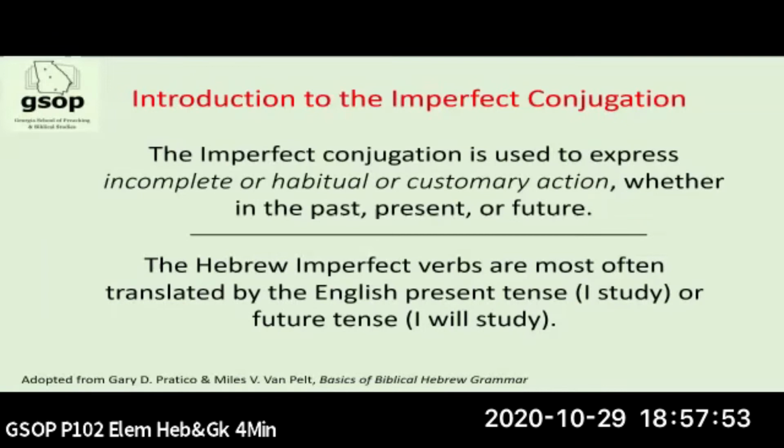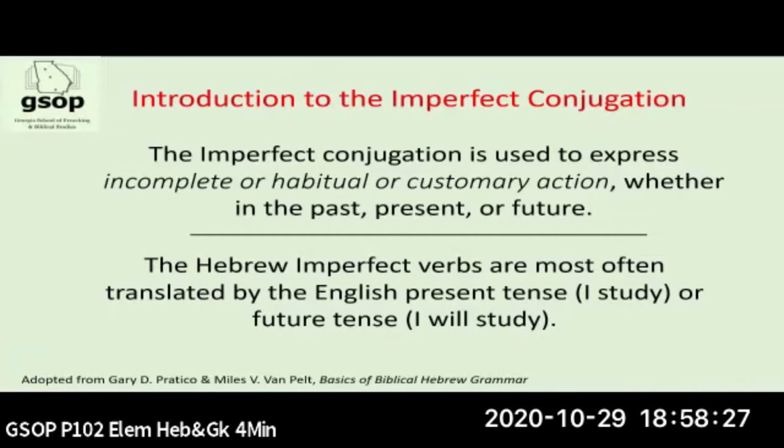It's incomplete or habitual, something that's continuously ongoing. In Hebrew, the imperfect verbs are most often translated by the English present tense. I study my Hebrew. Well, that's an ongoing event. Or in future tense, I will study. And that's something I intend to do. Haven't done it yet. And so the imperfect encompasses that, the incomplete action. It's an ongoing or habitual or customary action.